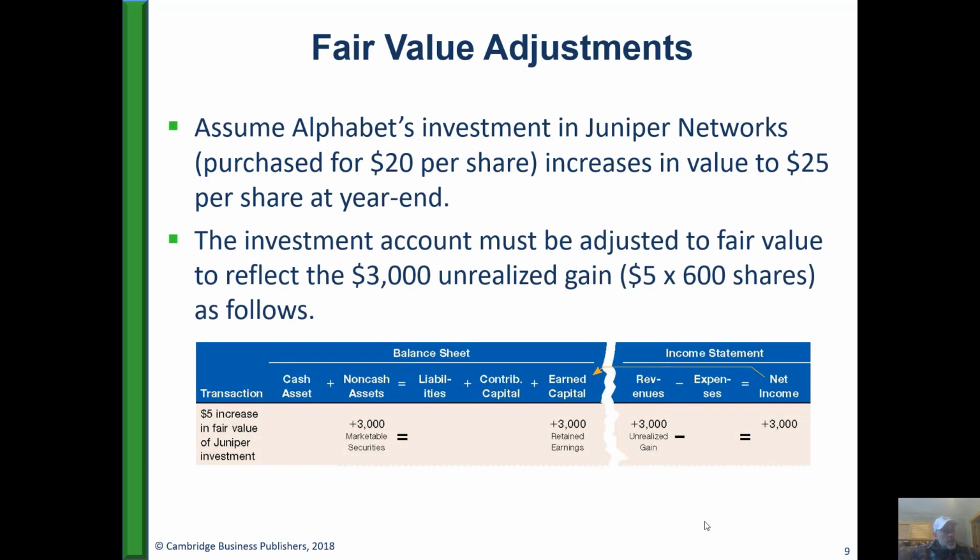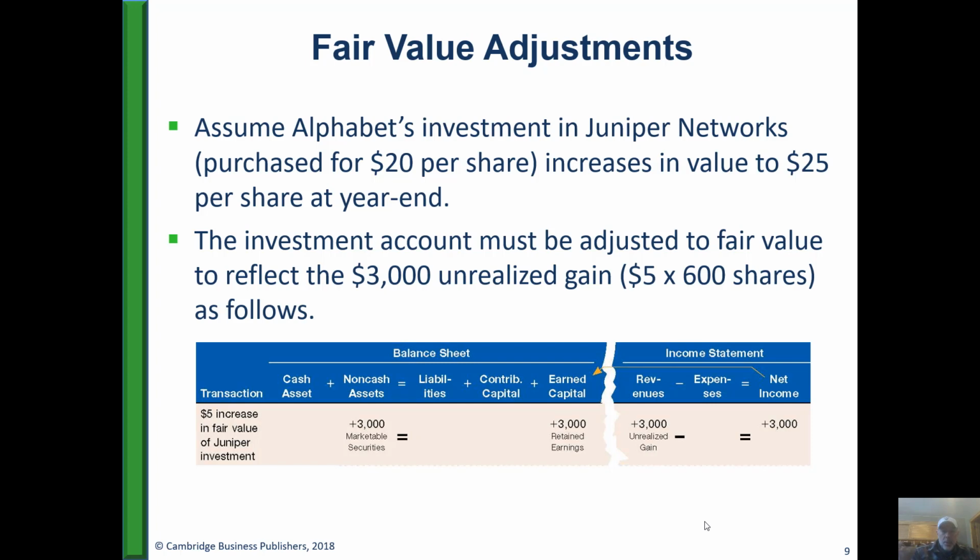So let's look at a fair value adjustment. In this example, we're assuming that Alphabet's investment in Juniper Networks, which was purchased for $20 per share in the last slide, increases to $25 per share at year end. So we're not selling it in this example, it just increases. The investment account must be adjusted to fair value to reflect the $3,000 unrealized gain, and that's important. We haven't realized it yet, it's an unrealized gain.